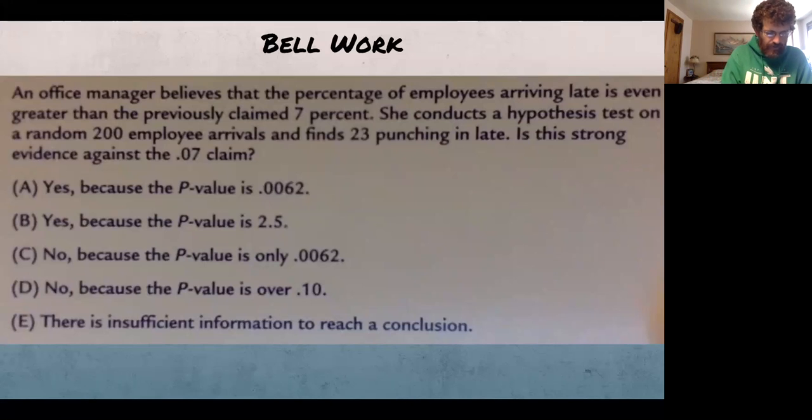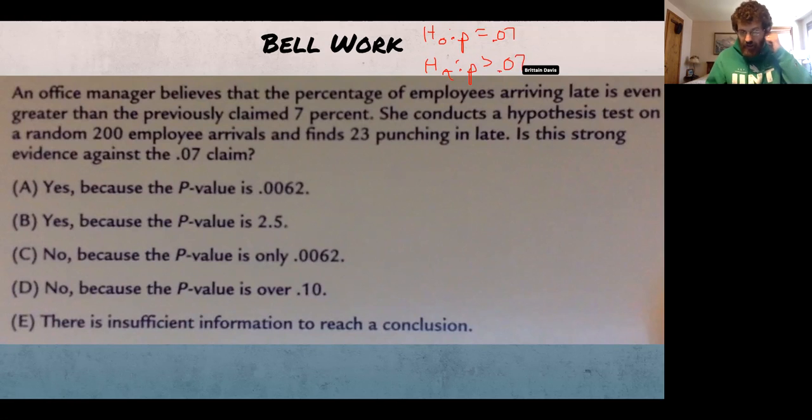So the hypothesis, I'll write it up at the top, is going to be that no, the true proportion really is at 0.07. The alternative is going to be, we think that it's actually greater than 0.07. And so we want to test that. We can assume here that the conditions for inference are met because all of the answers here assume that we're finding a p-value. So it's multiple choice, and we can skip over some of the formalities.